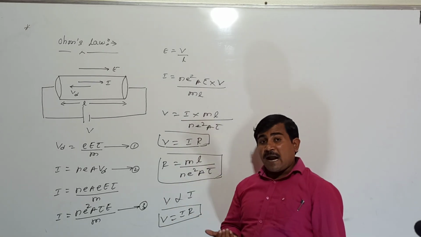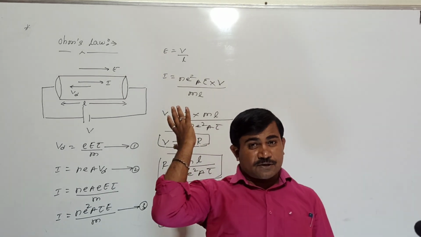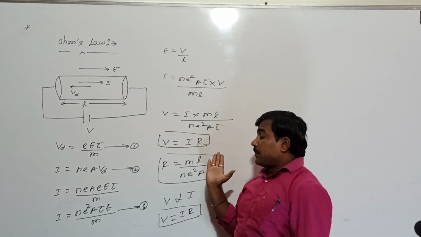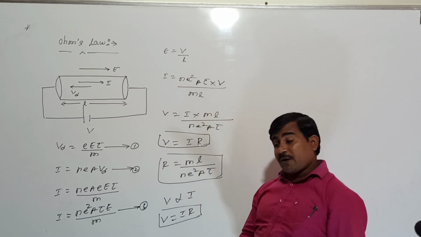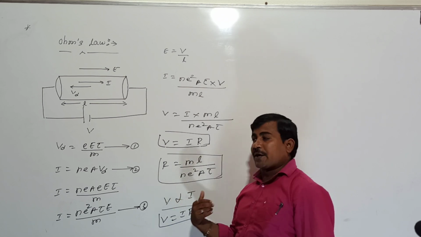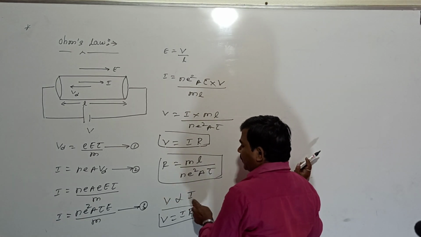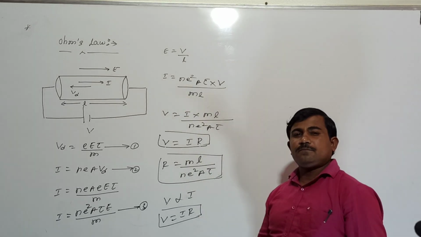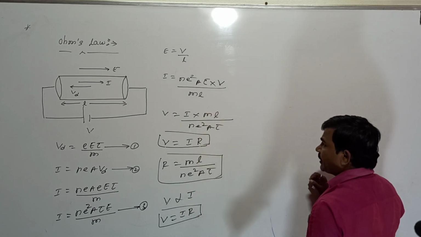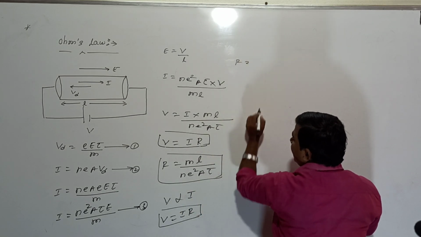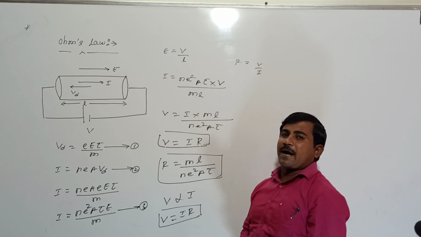I mean, in metallic conductors, the applied potential difference is directly proportional to current, provided the length is constant, the area is constant, the temperature of the conductor is constant, and the stress and strain are constant. This is the statement of Ohm's law. Students, from this one, what is obtained? Potential difference is directly proportional to current. From this one, R is the resistance. How to write this resistance? Resistance R equals V by I.